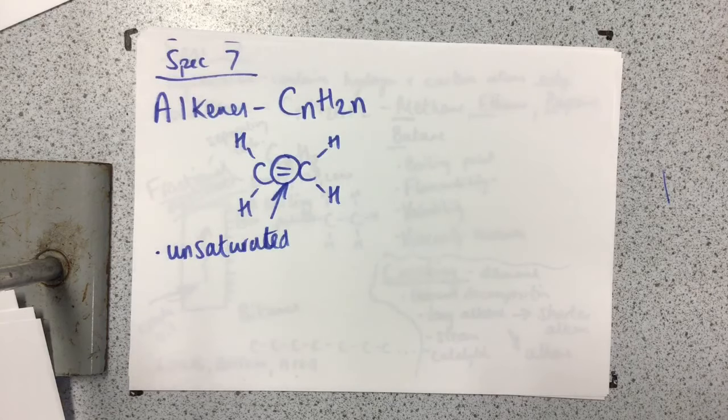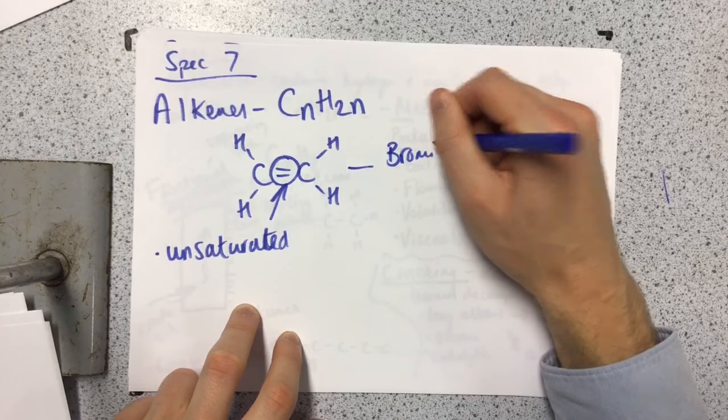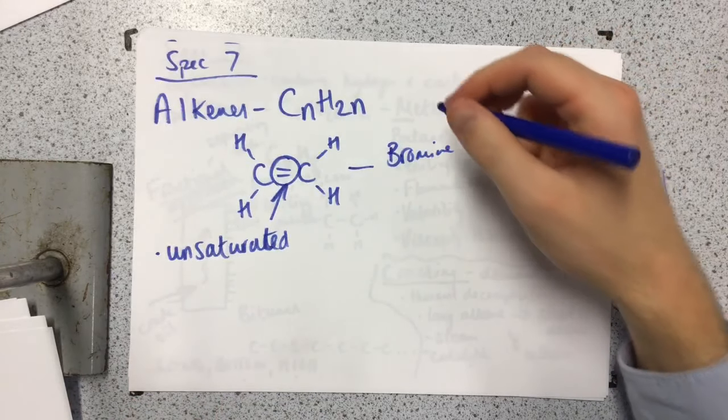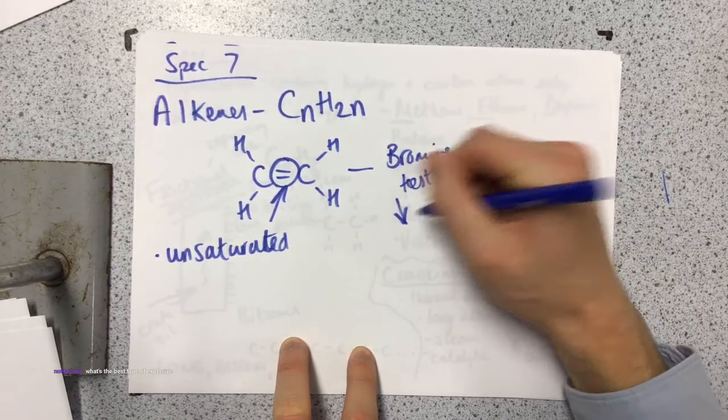A test for an alkene is the bromine test. And you get a brown.